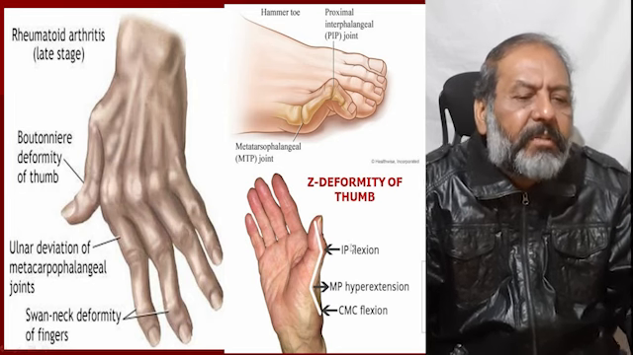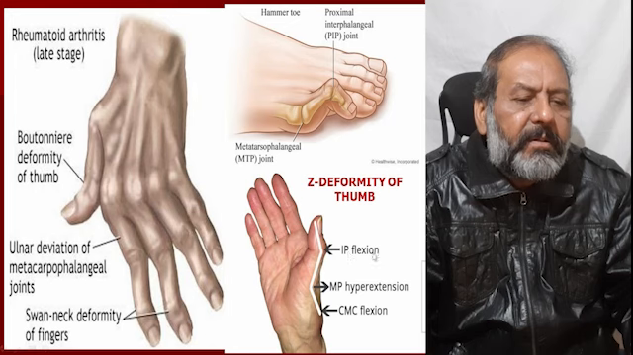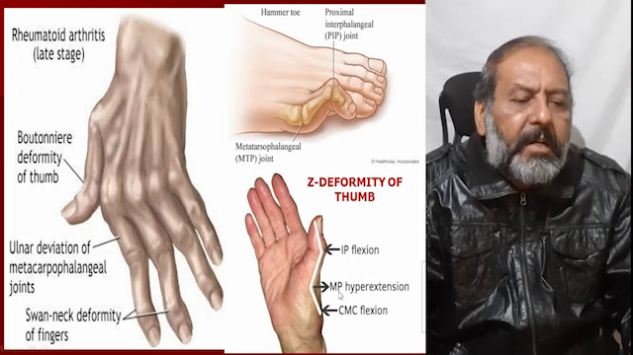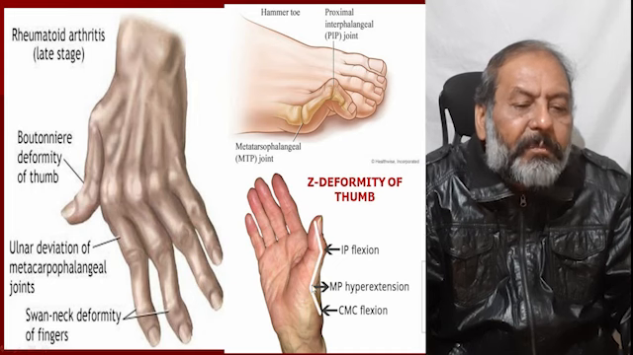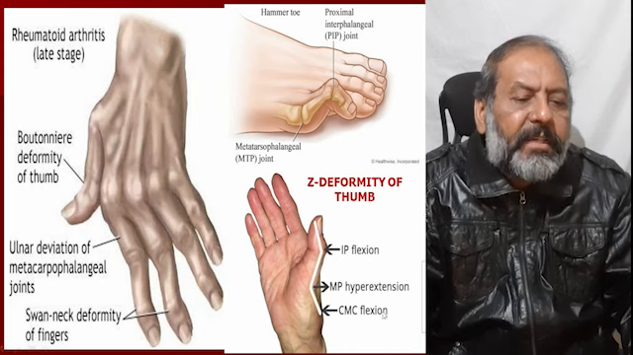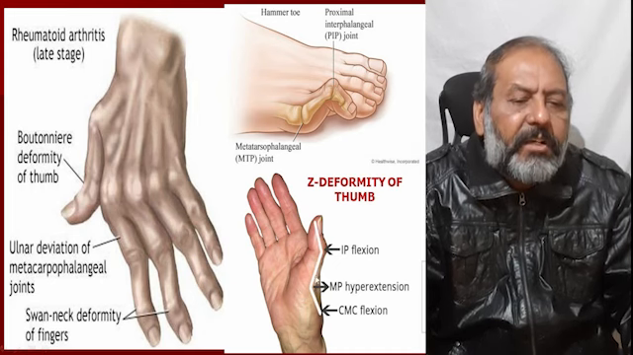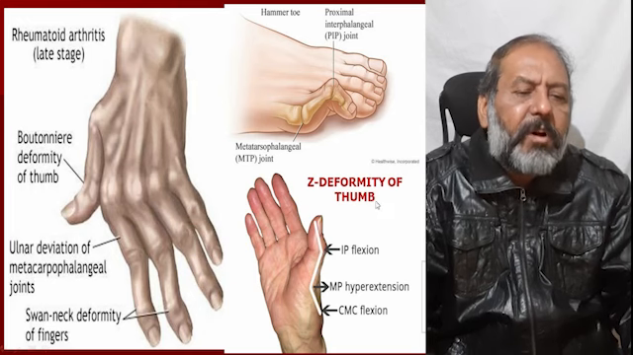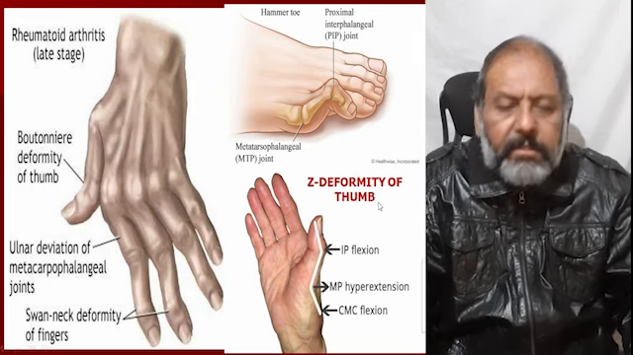Z deformity of the thumb, as one can see the interphalangeal flexion, metacarpophalangeal hyperextension, and CMC flexion. All this leads to a Z-shaped deformity, and that is called Z thumb.